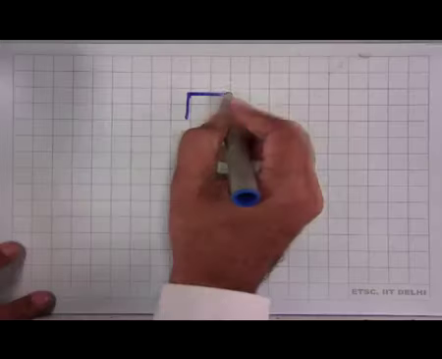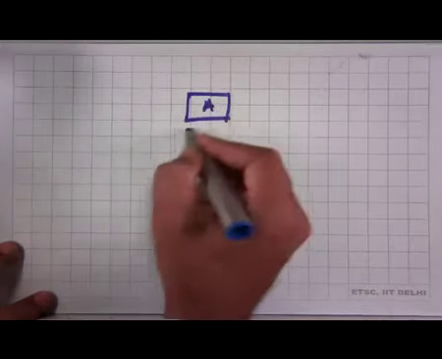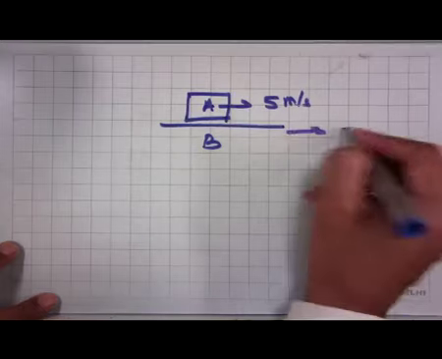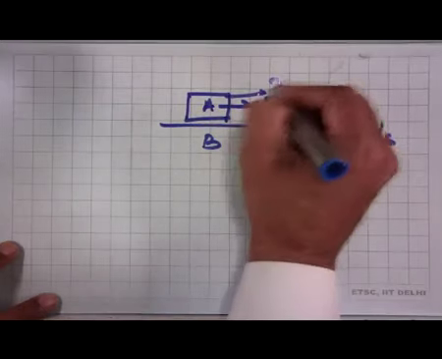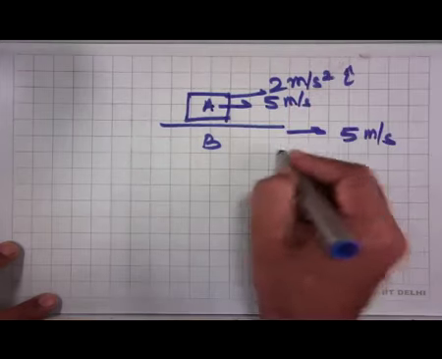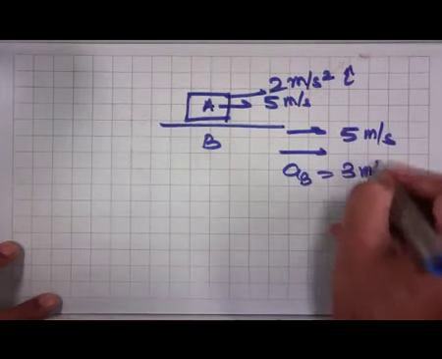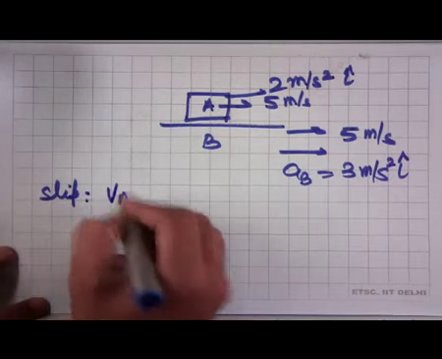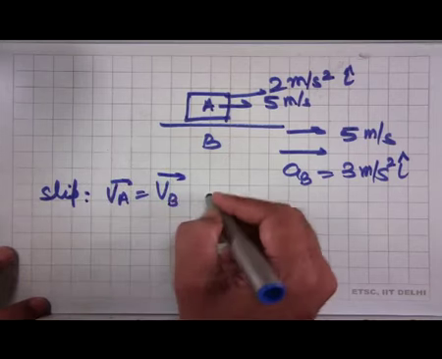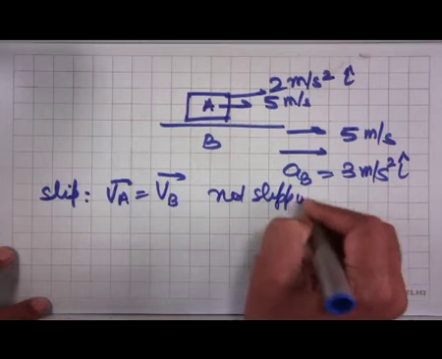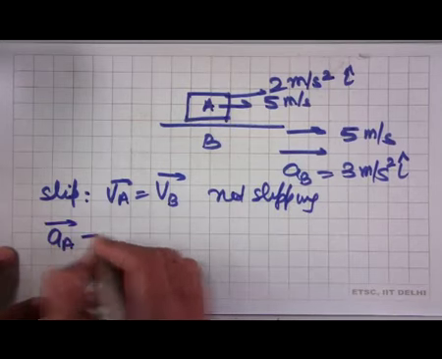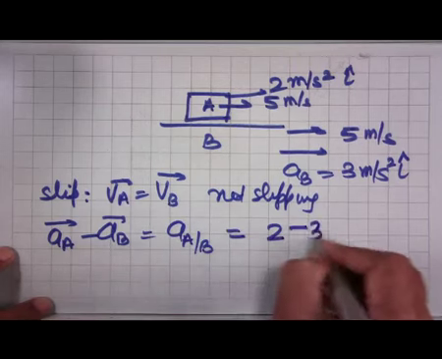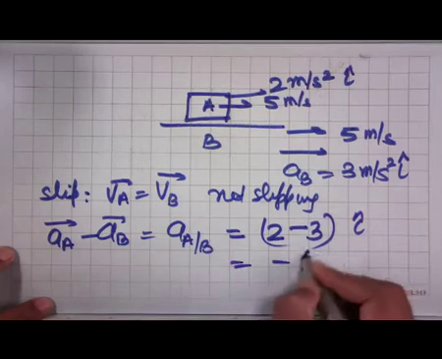So, let us just do this. This is A, this is on body B, this is 5 meters per second, body B is also moving with 5 meters per second, acceleration of A is 2 meters per second square I, acceleration of B is 3 meters per second square I. So, now when we see slip, VA is equal to VB. So, this means not slipping. But when I look at AA minus AB, this is acceleration of A with respect to B, this is equal to 2 minus 3 I. So, this is equal to minus I.